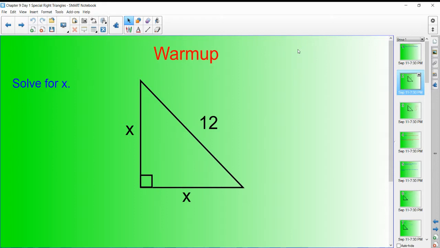You don't need to know any of the angles yet. We can just solve for x. Pause the video, try it out. When you're ready, let's take a look at the answer.